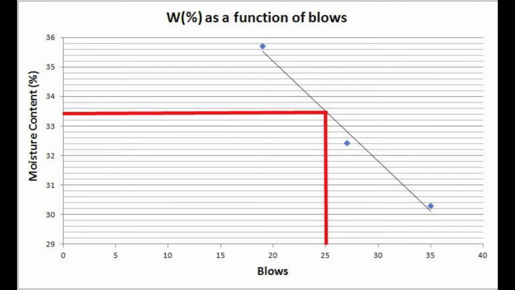Corresponding moisture contents will be achieved. Then plot moisture content as a function of blow counts. Linearly fit a line through the dataset and extrapolate the moisture content on the fitted line that corresponds to 25 blows. This is known as the liquid limit.